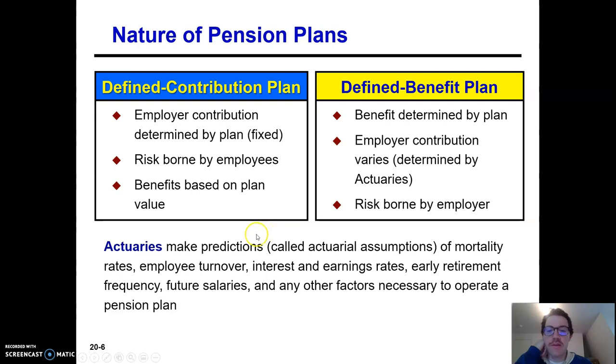Actuaries are a big part of this. Actuaries are people that make predictions about mortality rates, employee turnover, future interest rates and earnings rates, when people are going to retire, what their future salaries will be at the time they retire, and any other factors. You have a lot of assumptions when you have a defined benefit plan to make sure that you're able to pay those retired employees.